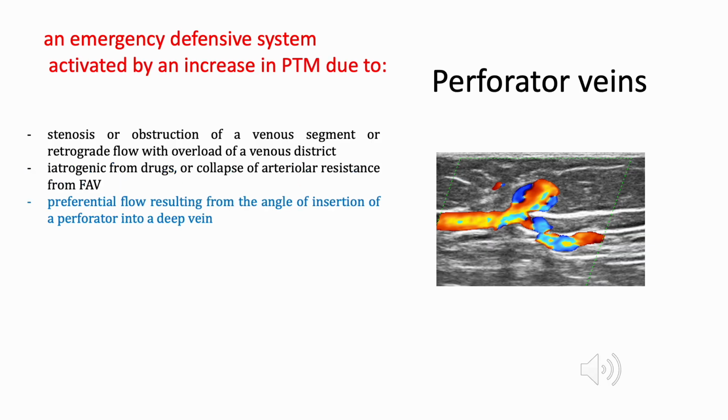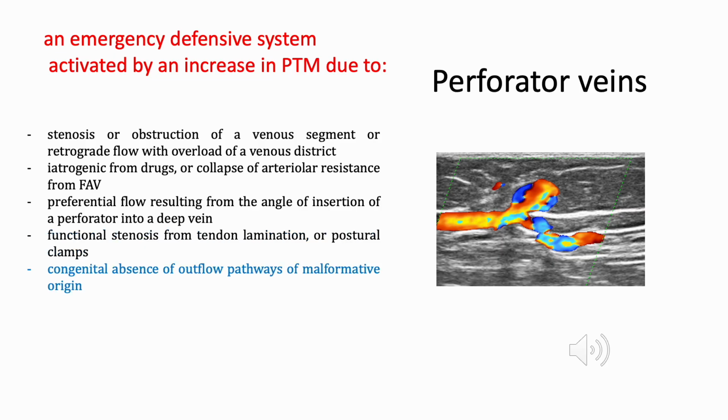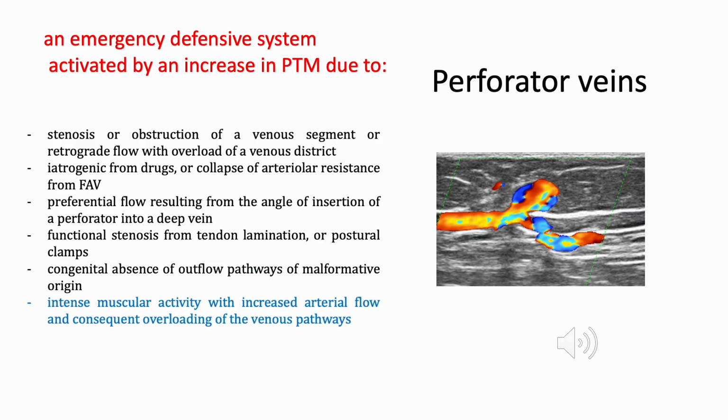preferential flow resulting from the angle of insertion of a perforator into a deep vein, functional stenosis from tendon lamination or postural clamps, congenital absence of outflow pathways of malformative origin, muscular activity with increased arterial flow and consequent overloading of the venous pathways.